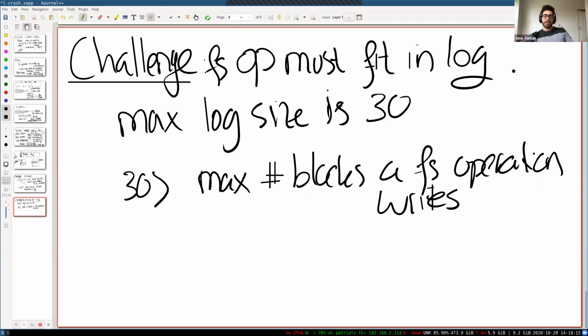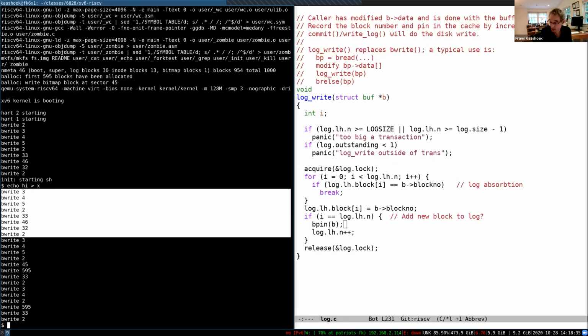You mean write on a huge file? Yeah, write a huge file, right? So what if we call the write system call and we pass it a buffer with like a megabyte of data, like 1,000 blocks? It seems like we'd be in serious trouble, right? It would violate this maximum rule. And so let's look at write.